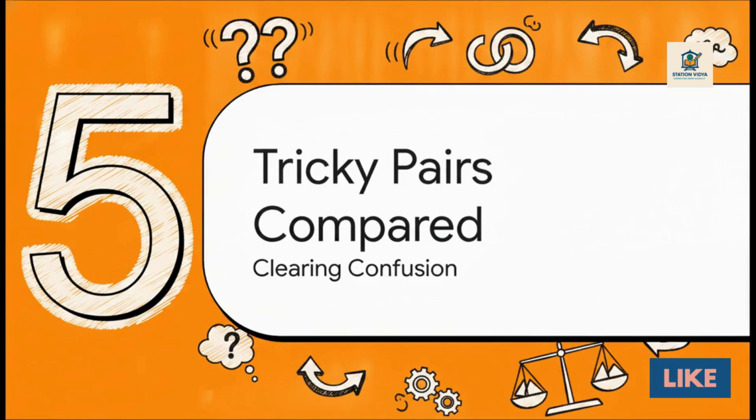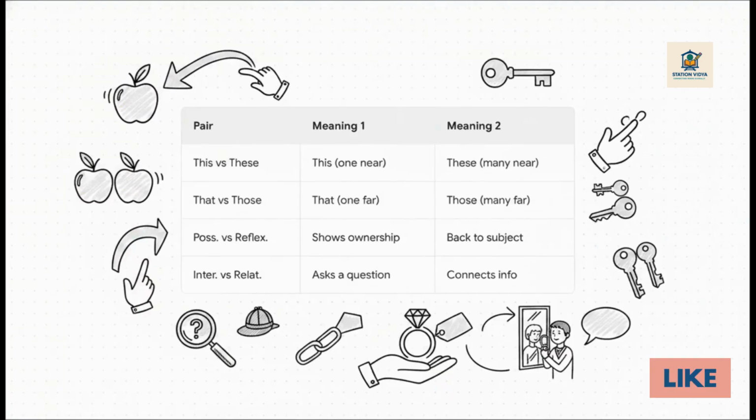All right, Section 5, Tricky Pairs Compared. Let's clear up some common confusions. Let's walk through this systematically, because these can trip you up. First, this versus these. The key thing to remember is that this is for one single thing right near you, while these is for more than one thing near you. Same idea for that and those. That is for one thing far away, and those is for many things farther away.